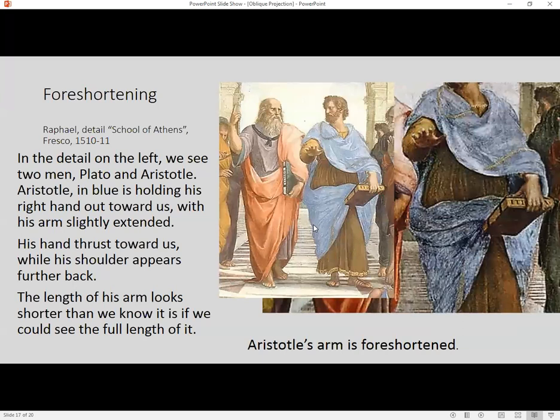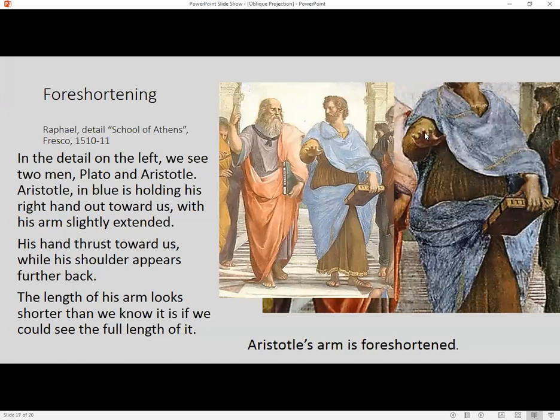So here's another example. This is a detail from Raphael's School of Athens. This is Plato on the left, and this is Aristotle. Plato has his arm up. His arm's not foreshortened, his hand and his elbow are equally close to us. But then Aristotle, he's demonstrating a point, and his arm's outstretched. So his hand's closer in space to us than his elbow and his shoulder are. His hand's pushed out closer to us. So his hand and his arm here, they've been foreshortened. And the length of his arm looks shorter.